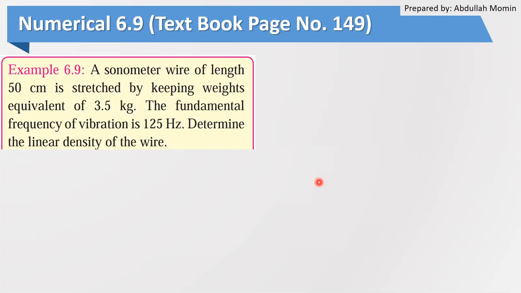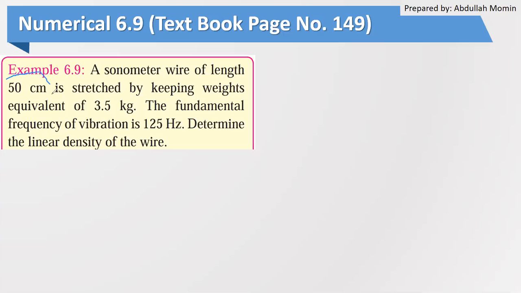Example 6.9: A sonometer wire of length 50 centimeter is stretched by keeping weights equivalent of 3.5 kg. The fundamental frequency of vibration is 125 Hz. Determine the linear density of the wire. So what is given here?